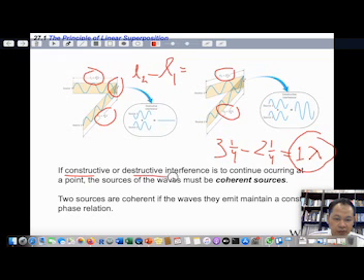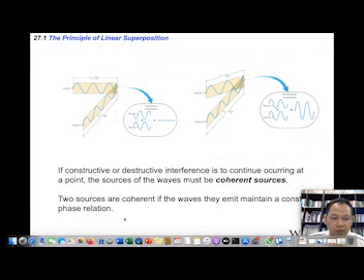If constructive or destructive interference continues occurring at this point, this point, and this point, the sources of the waves must be coherent sources. It means coherent sources. Two sources are coherent if the waves they emit maintain a constant phase relation. Okay, and let's continue.